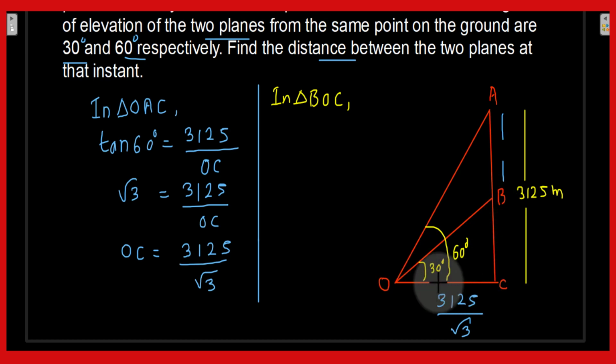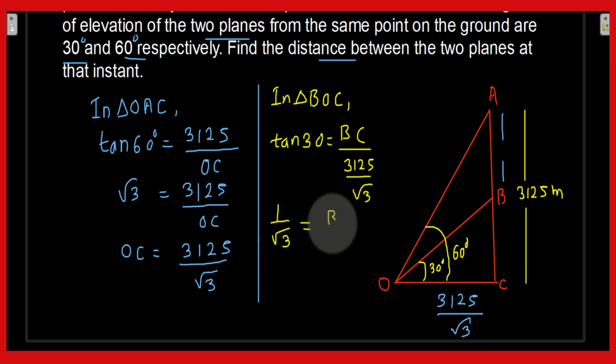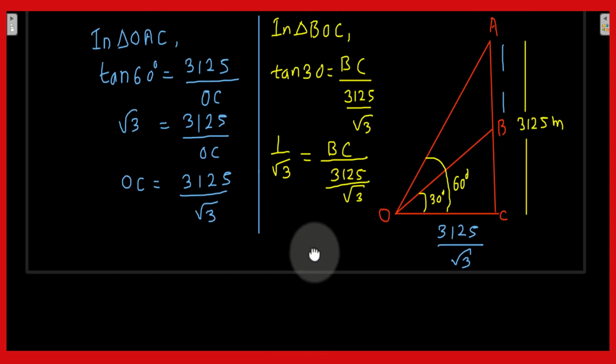Opposite is BC and adjacent is OC. So tan 30 is equal to BC upon 3125 upon root 3. Now tan 30 is 1 upon root 3. So 1 upon root 3 is equal to BC upon 3125 upon root 3. Now we will take this denominator to another side and we will get BC.